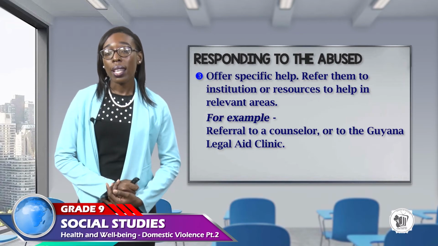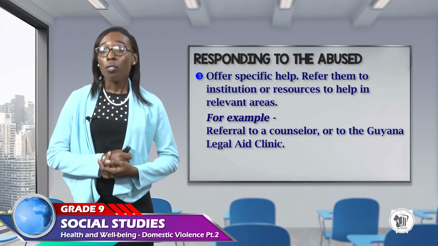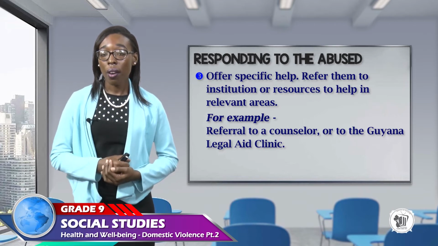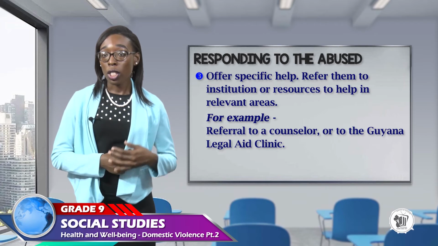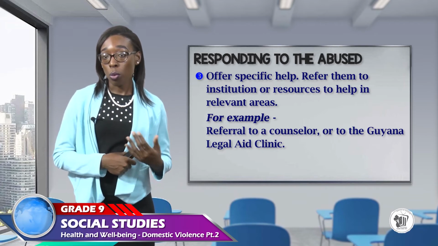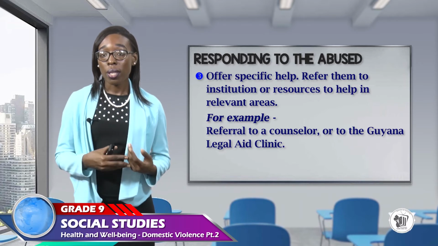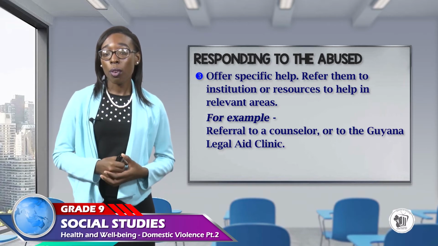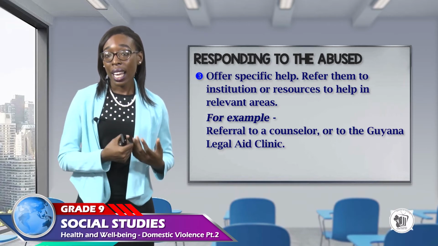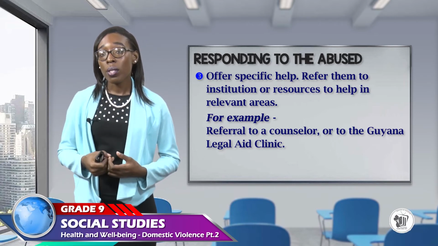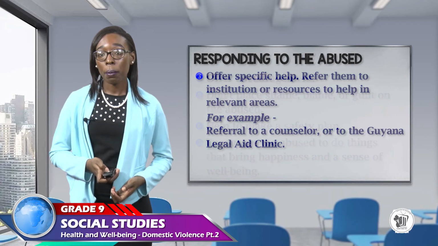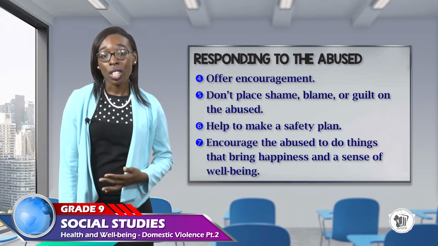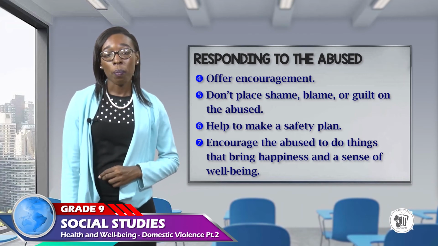A third response is to offer specific help. Refer them to institutions or resources to help in a specific area. For example, referral to a counselor should they experience emotional abuse and need to go through the process of counseling. Or perhaps referral to the Guyana Legal Aid Clinic, for example, should they decide to take legal action against their abuser and they do not have sufficient finances to do so privately. Another response is to offer encouragement. A word of encouragement goes a very far way.